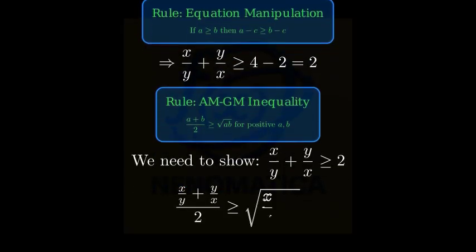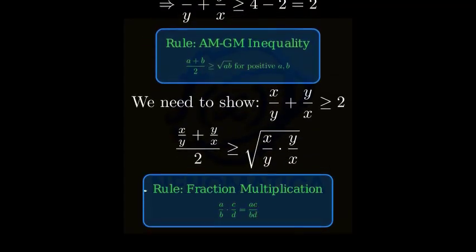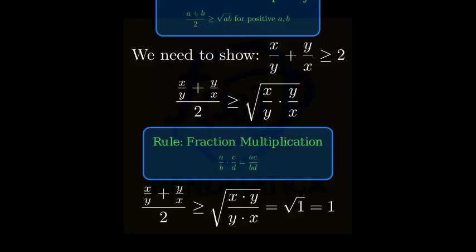Using the AM-GM inequality, we know that the arithmetic mean of x over y and y over x is greater than or equal to their geometric mean. That is, (x over y plus y over x) divided by 2 is greater than or equal to the square root of x over y times y over x. Let's simplify the right side. x over y times y over x is equal to x times y divided by y times x, which equals 1.